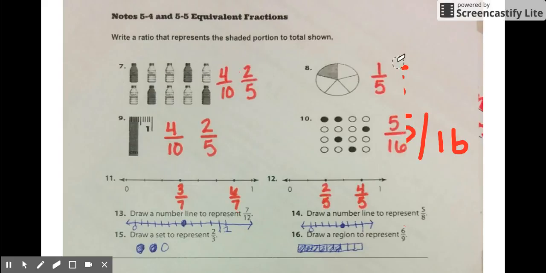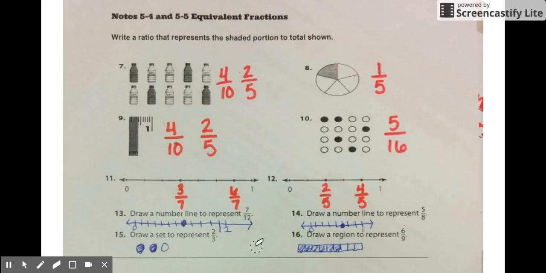All right, the last two say to draw a set and to draw a region. A set just means you're using pictures, so I use dots because that's the easiest thing to draw. So it says 2/3. So just like on the top, they drew pictures to represent 1/5, 2/5. You can draw whatever you want. I just drew dots. So I drew 3 dots, and then I shaded 2 of them. So this would be 2/3.